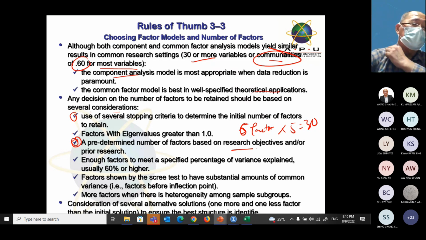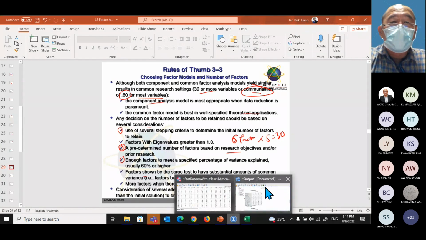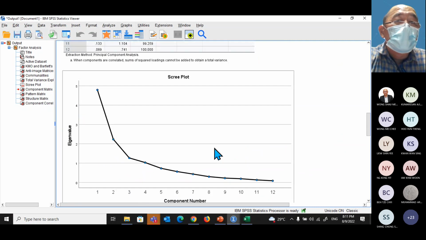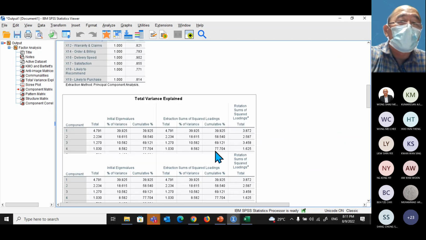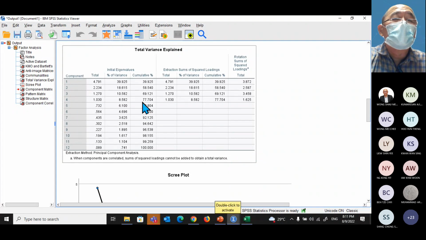Of course, based on the past study, you have to determine your current research objective. Okay, if no question now, next: enough factors to meet a specified percentage of variance explained. So normally 60% or higher. We are supposed to have this in the output. Can you see this is 77.7%. It's a cumulative percentage.